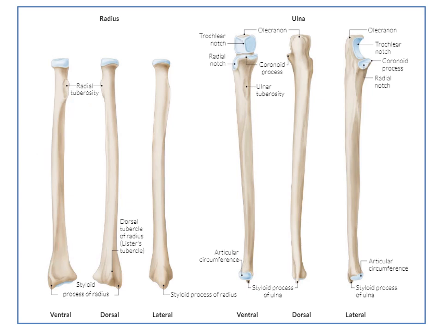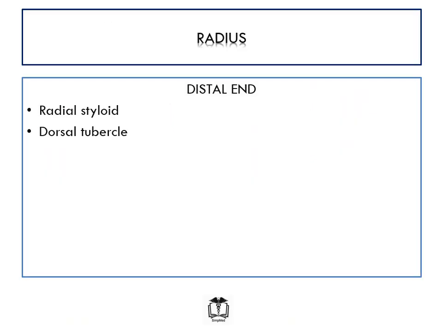And remember that the radius also has three surfaces and three borders. That is not really high-yield for you to note. The last part of the radius, the distal end of the radius, has two major landmarks. These are the radial styloid process and the dorsal tubercle of Lister. The one that is most important to remember is the radial styloid process because of the structure related to it.